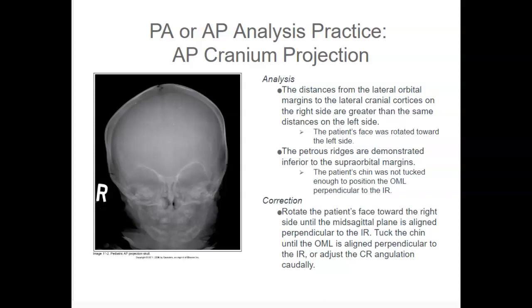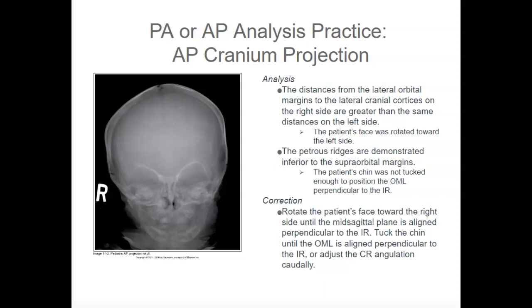So let's start with our first practice analysis. This is an AP cranium projection. We could have collimated, obviously, but this is a child, so I assume that they were afraid the child was going to move, but we do have positioning devices to assist with that. So let's get into it.